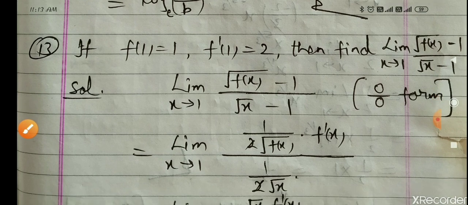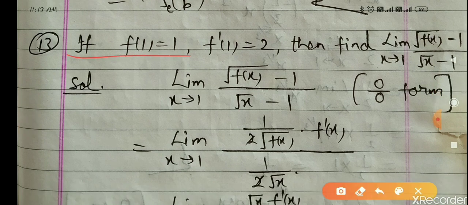Now question number 13 you can see: if f(1) equals 1, f'(1) equals 2, find the limit as x tends to 1 of (under root f(x) minus 1) upon (under root x minus 1). So I have taken the solution. On direct substitution of the value of x, you are getting 0/0 form.